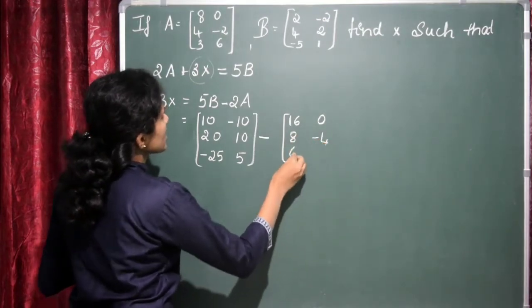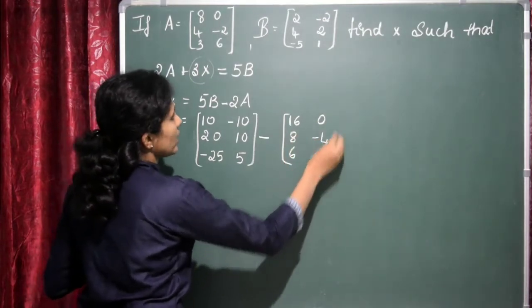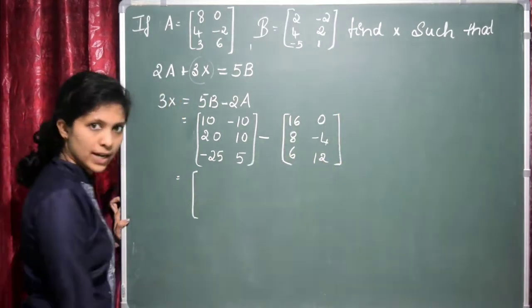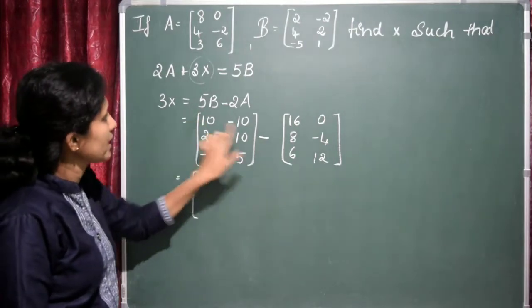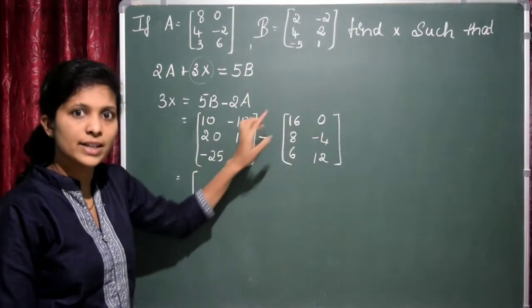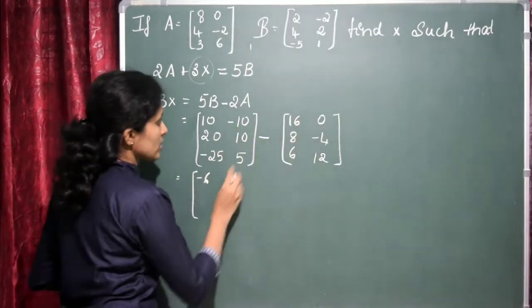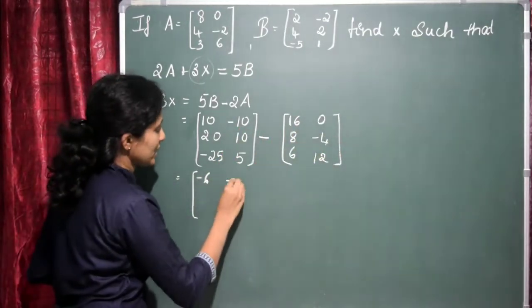3 into 2 is 6. 6 into 2 is 12. I hope you are understanding this one. Okay. So this is equal. Now you have to subtract the corresponding elements. 10 minus 16 will be equal to minus 6. Minus 10 plus 0. Sorry. Minus 10 minus 0. Anyway it is same.